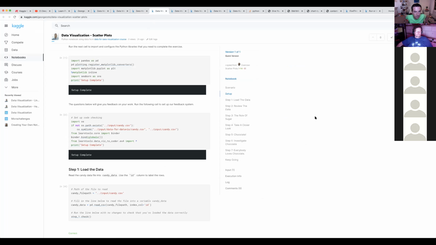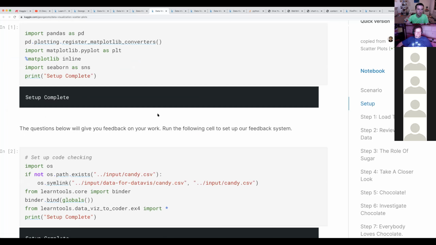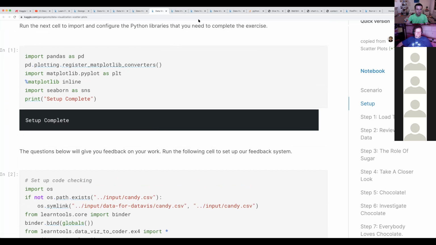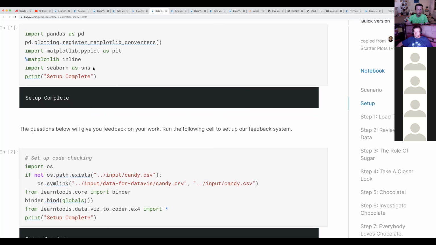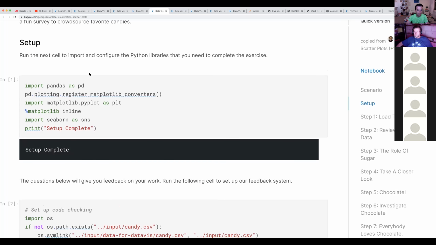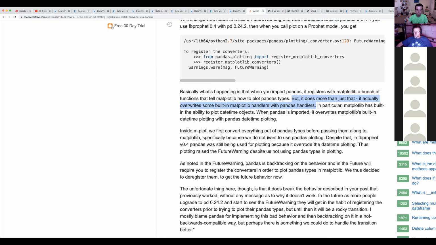Awesome. Okay, so the next one is scatter plots, and let me zoom in a little bit. So scatter plots, let's see what libraries we need. We need pandas to read the data. We need Seaborn to do the visualizations. I was looking at this matplotlib converter. I don't know if anybody was curious, but apparently when you import pandas, it overrides some of the default settings in matplotlib.